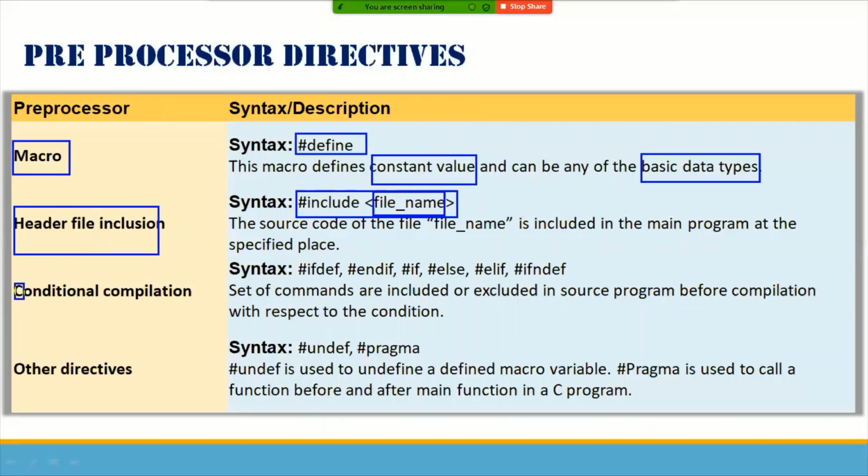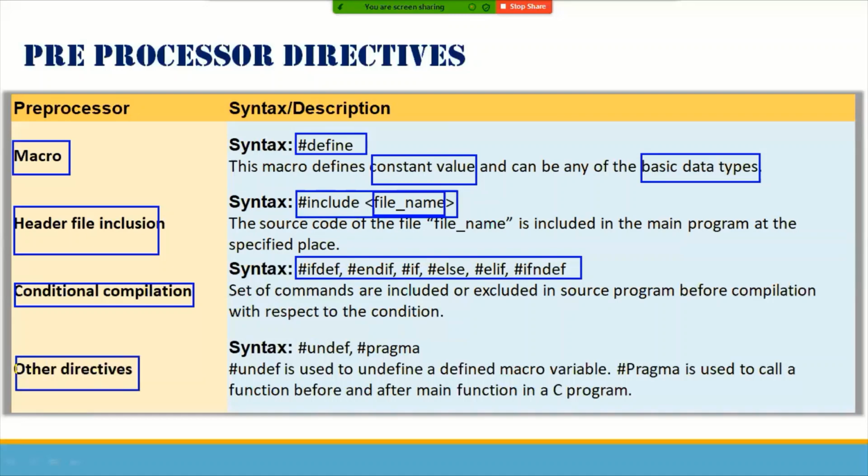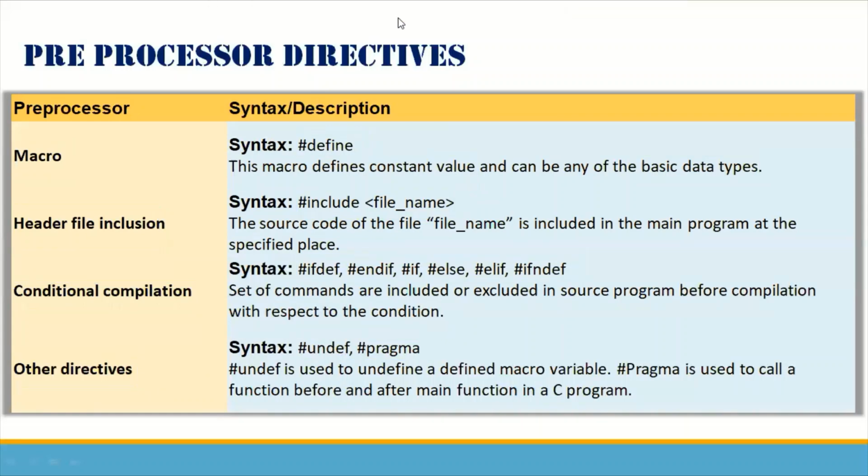Then coming to conditional compilation directives, these are #ifdef, #ifndef, #if, #else, #elif and #endif. These all come under conditional compilation directives. They are used to check conditions, and to execute some group of statements by checking the condition. And last, other directives. These are #undef as well as #pragma. According to our syllabus, #undef is there. We'll discuss those concepts in the next slide.